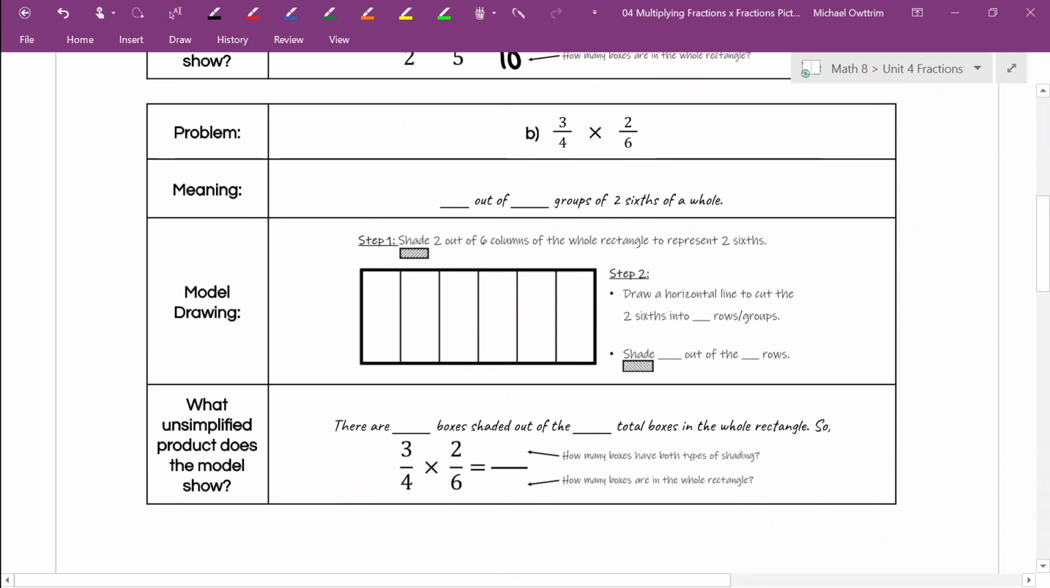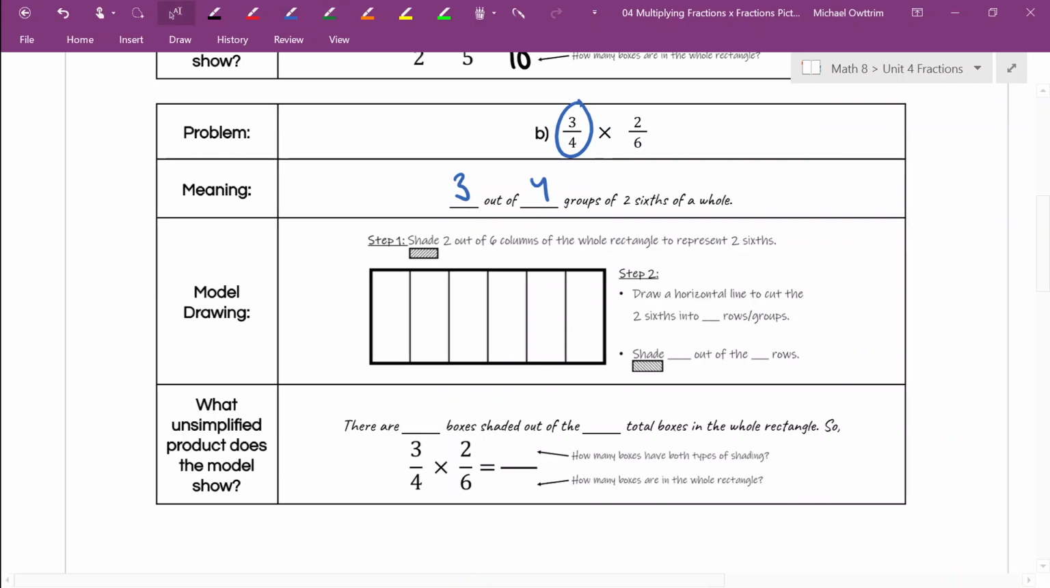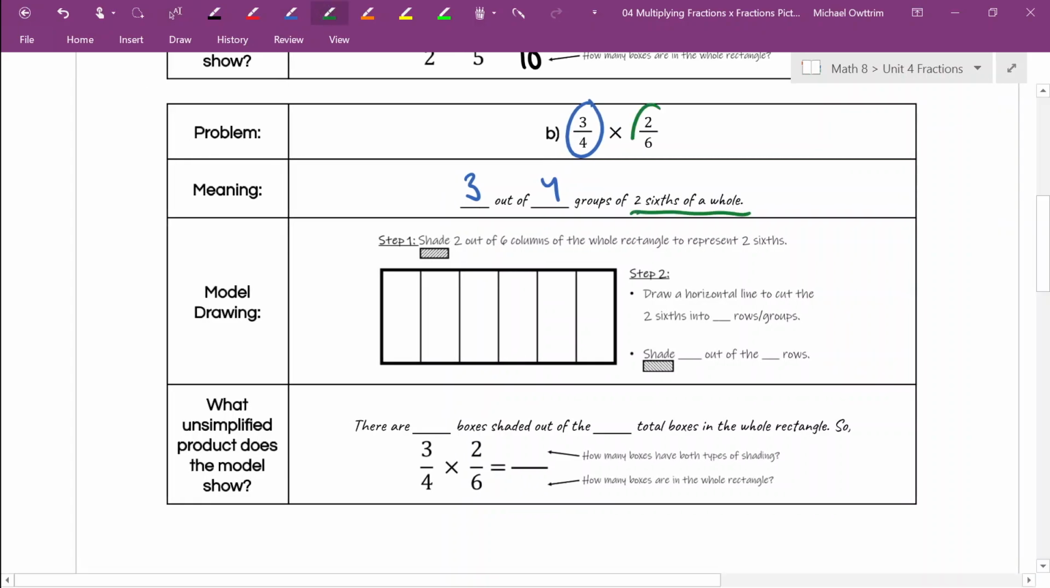Doing a similar thing in question B, we are going to be able to keep 3 out of 4 parts, or 3 out of 4 groups, of our 2/6 of a whole. So 2/6 of a whole already accounted for in that sentence. Like before, we're going to start with what we have. To begin with, we have 2 out of 6 columns. So we'll go ahead and we'll shade in that we have 2 out of 6. So that's 2 out of our 6 columns shaded in.